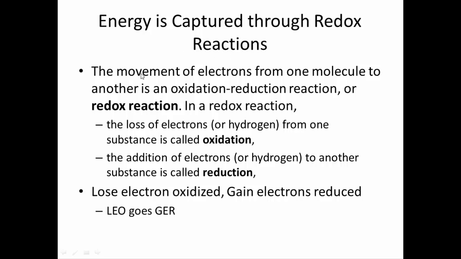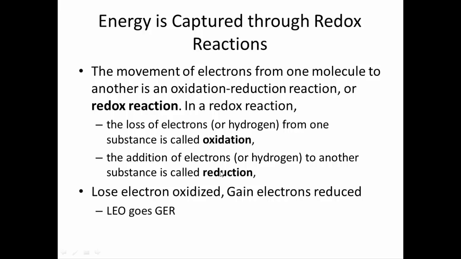So redox reactions are essentially reactions where there is movement of electrons from one molecule to another. Redox is short for oxidation reduction, or in this case it should actually be flipped. It should be reduction oxidation reactions. However, in short, you just refer to them as redox reactions. So when you have loss of an electron or hydrogen from one substance, we call that oxidation. When you have an addition of electrons or hydrogen, we call this a reduction reaction.